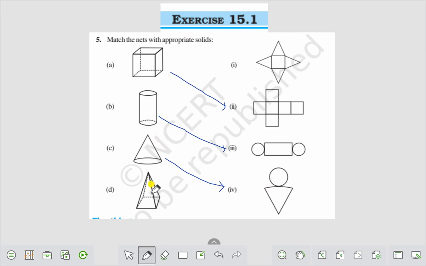And here you see that this is a pyramid. Here you see the base is a square, and the four faces are triangles 1, 2, 3, 4. Therefore, this will match with question number 1.